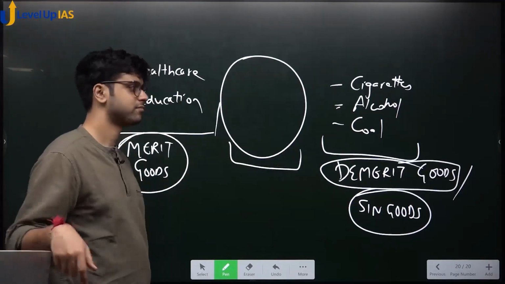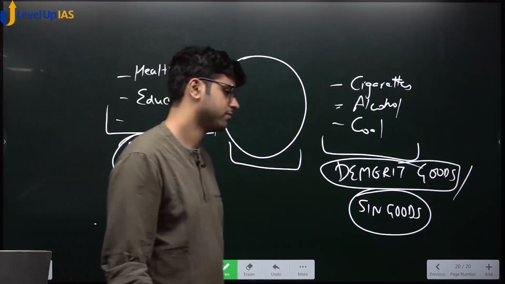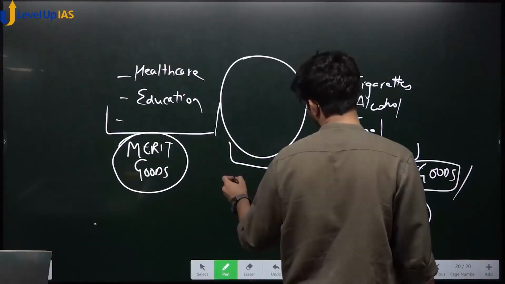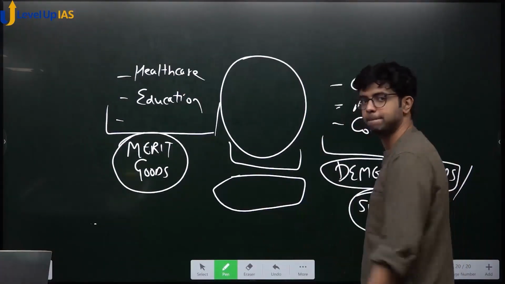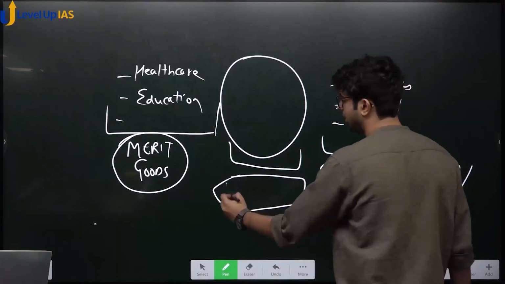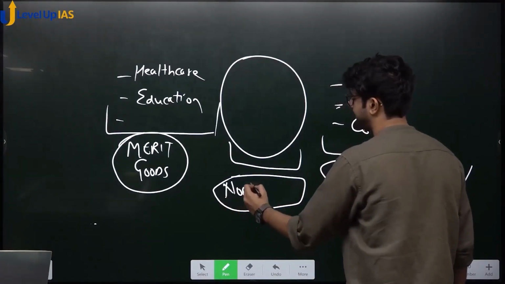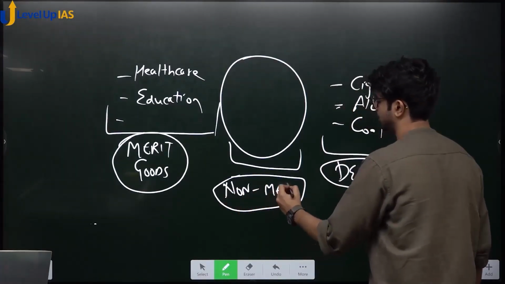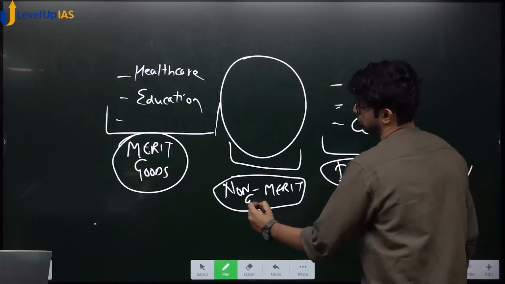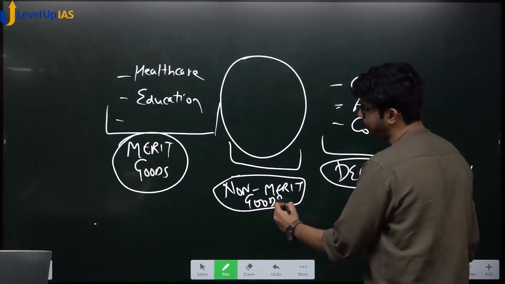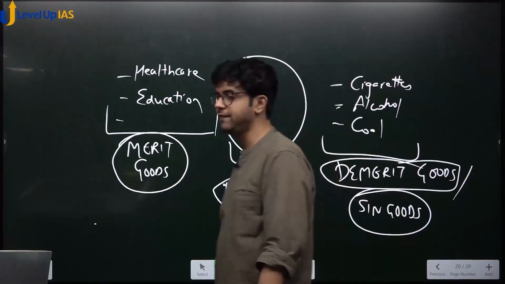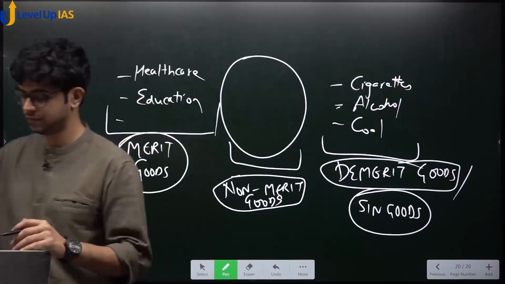right? What would these goods be called? These goods would be called non-merit goods. They are not positive, but they are not negative either. They are non-merit goods.